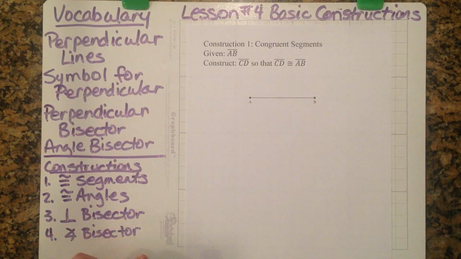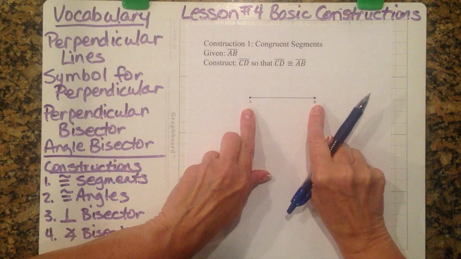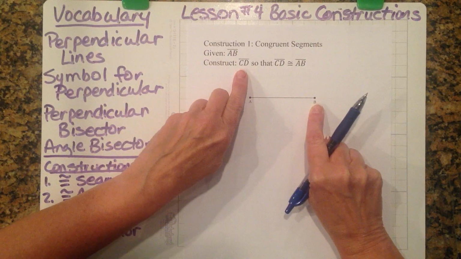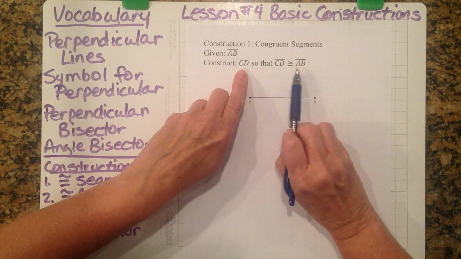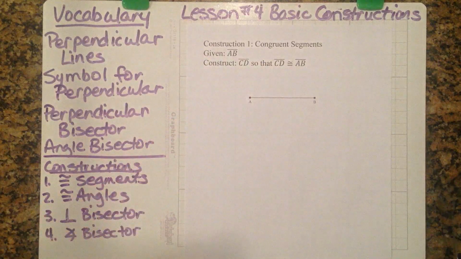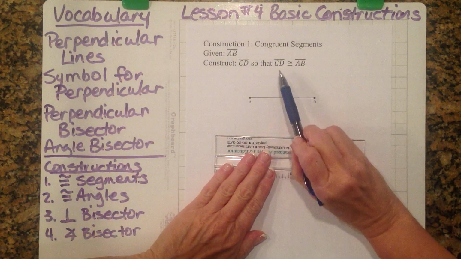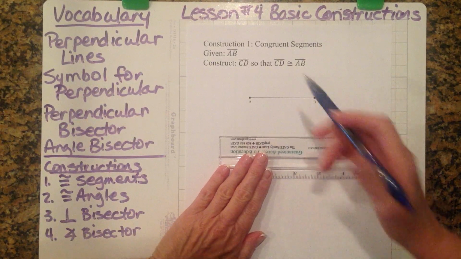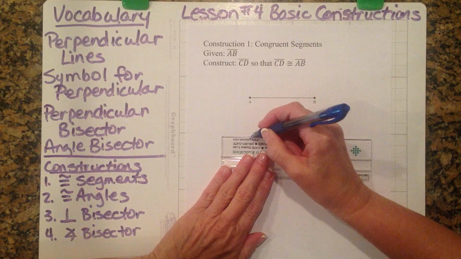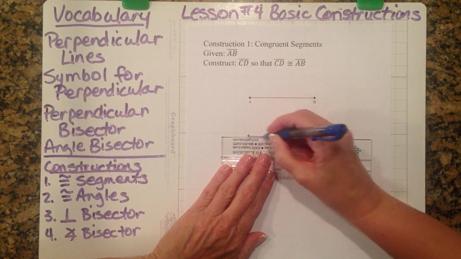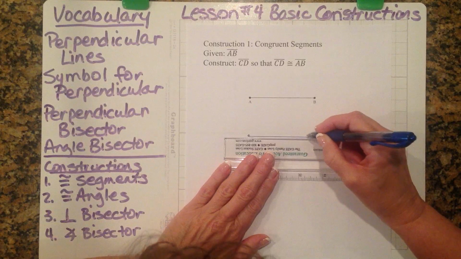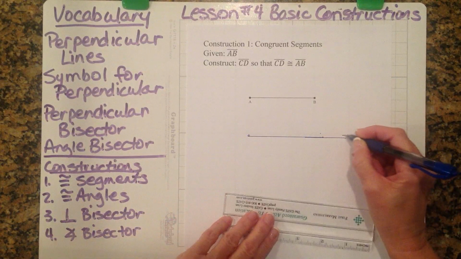So when you construct, we're given segment AB, and we're going to construct a new segment CD so that CD is congruent to AB. So what we're going to start out with is a ray. I'm going to construct my new segment CD right underneath this one. So I'm going to draw a ray, I'll make it a little bit longer than that, and I'm going to name it ray C.